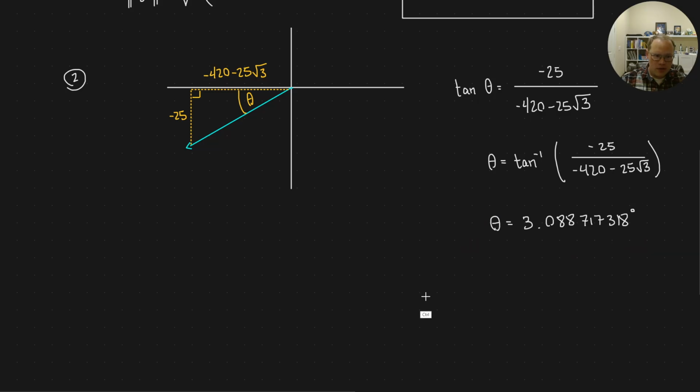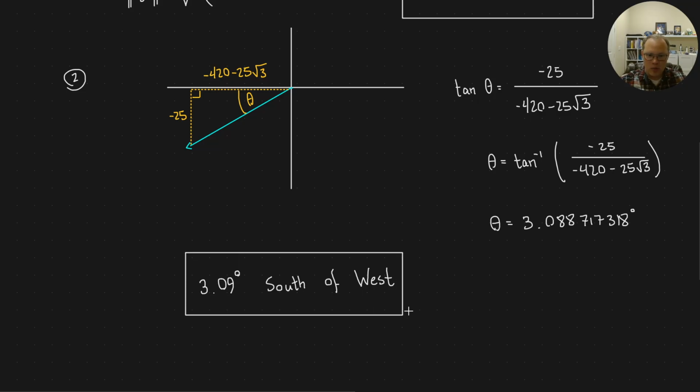So that's our angle. And so our final answer is the plane is flying, and I'm going to round to 2 decimals just for our final answer statement, 3.09 degrees south of west. That's the direction it's actually flying in terms of the original way the problem described the plane's direction and the wind direction.